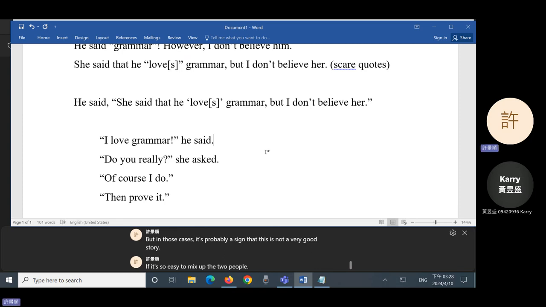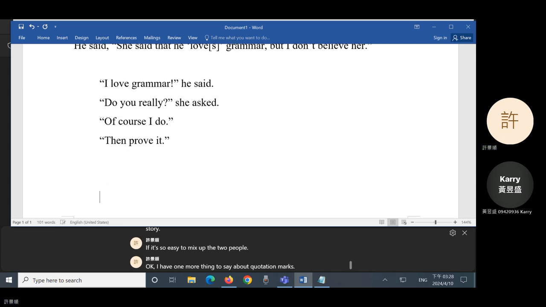Okay, I have one more thing to say about quotation marks. If a quotation is more than one paragraph, only the last paragraph will have closing quotation marks.